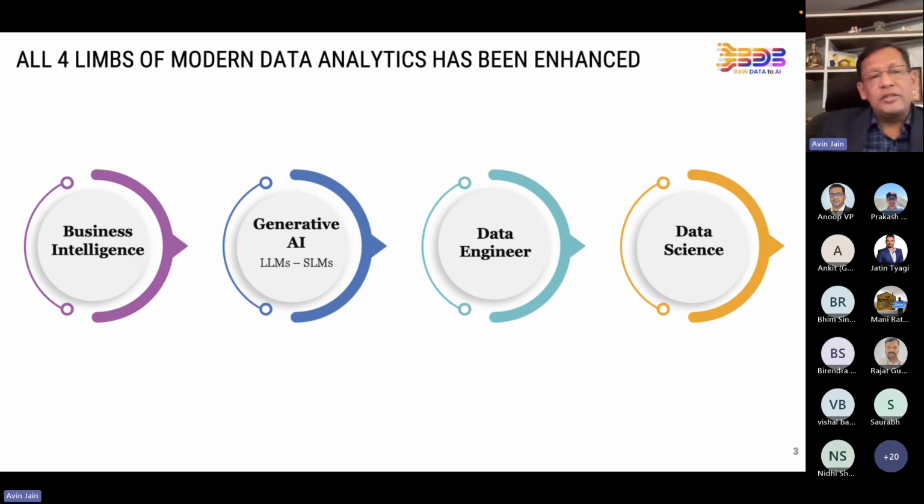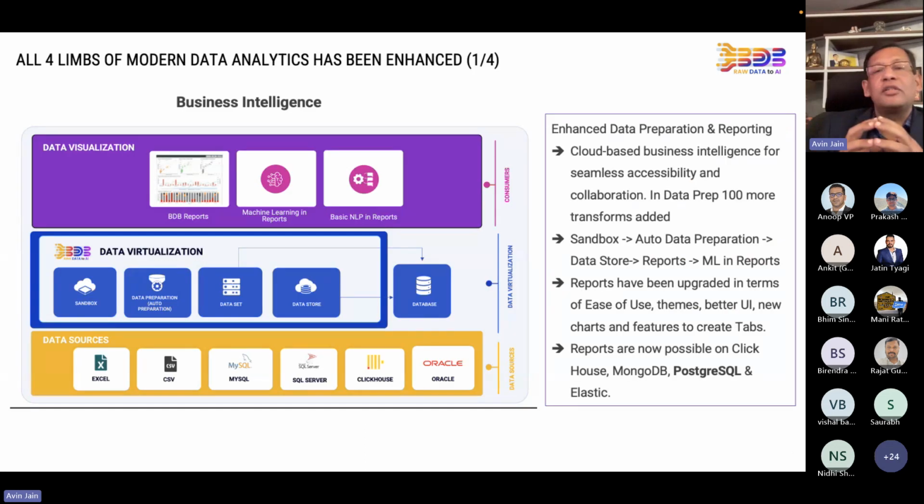As BDB defines, there are four limbs of modern data analytics. When we started 22 years back, it was mainly business intelligence. Then with real-time data, the data engineering aspect started becoming very important. Then data science we have been talking about, and now generative AI. So we have tried to address all these four limbs in 8.5.